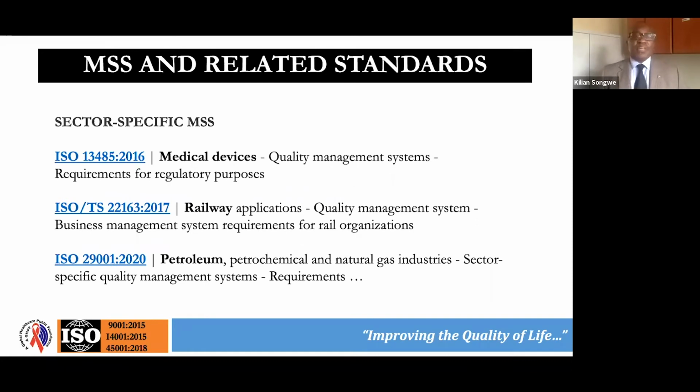There are other sector-specific examples like ISO 13485 for medical devices. Basically looking at the quality management systems in medical devices, ensuring that they perform the way they're supposed to perform every time through every step of the activity. Railway, yes, there is a standard around railways, ISO 22163, which allows for application of the management systems, the business management. And then ISO 29001 for the petroleum industry. In the petroleum industry, there are a few standards around that, but the management system around the petroleum industry is ISO 29001. It deals with natural gas industries as well.